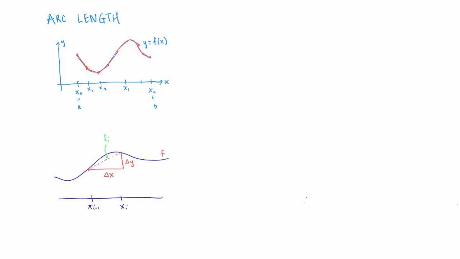Arc length. The objective is to find the length of the curve f of x over the interval a, b. We know how to find the length of the line segment connecting the point x1, y1 to x2, y2. We form a right triangle where this line segment is the hypotenuse of the right triangle.